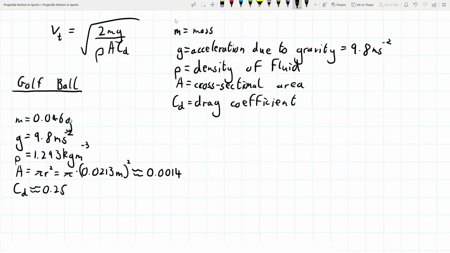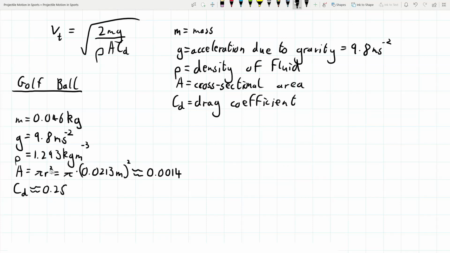We have m equals 0.046, and that should be kilograms, because they all have to be in SI units, and the SI unit for mass is kilograms. Gravitational acceleration, we're going to assume it's on Earth for now, is 9.8 meters per second squared. Rho, the density of the fluid, and the fluid we're going through is just normal air, is about 1.293 kilograms per meter cubed.